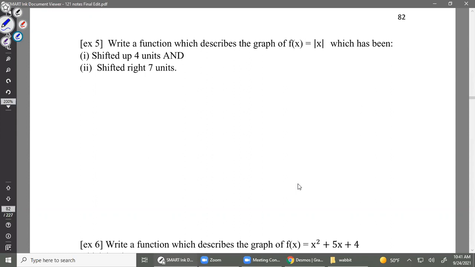So we want a new function, g of x. And my base function is the absolute value of something. I'm just going to put my lines there. And the first thing I'm going to do is shift it up 4 units. Shifting up, we add 4.